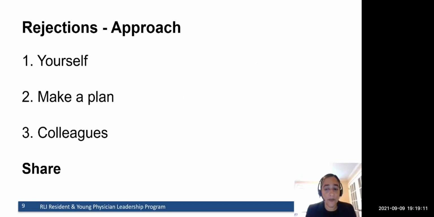Next, you have to make a plan. Remember that your chair and your colleagues understand that you're not going to get grants and papers accepted every time. The way to get grants and papers accepted is to submit them.